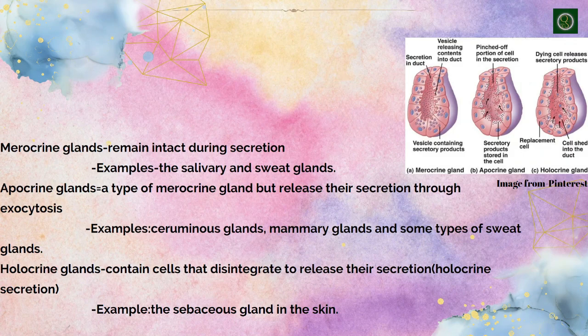Holocrine glands contain cells that disintegrate to release their secretion. This type of secretion is called holocrine secretion. An example of a holocrine gland is the sebaceous gland in the skin.